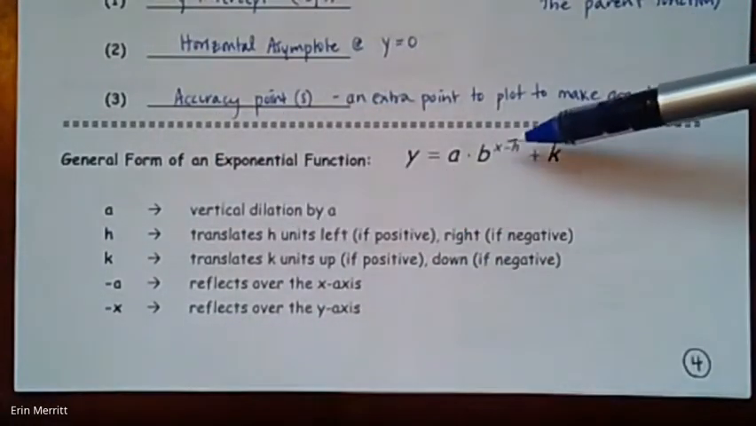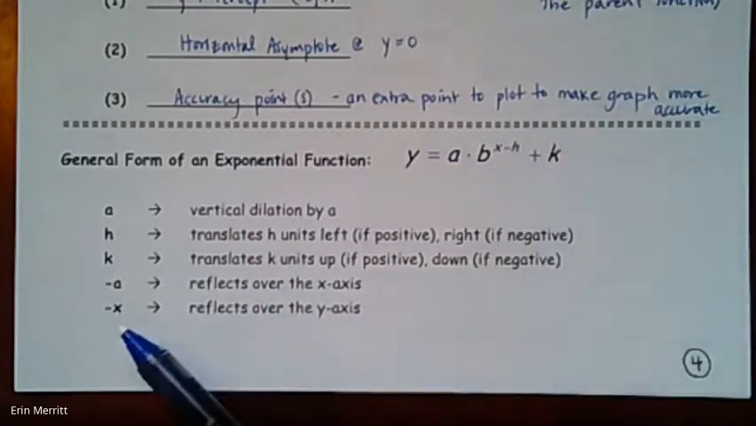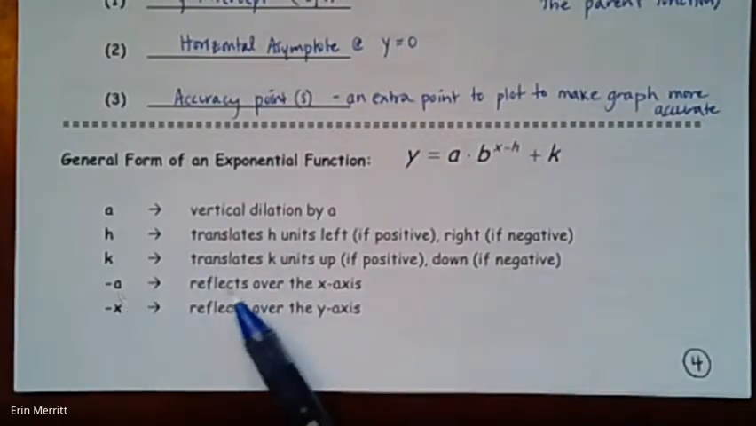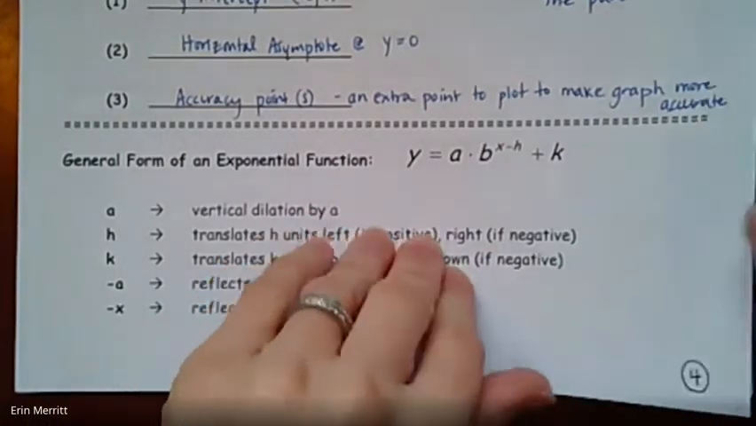If you shift it left or right, you're going to see something added to the x in the exponent. If it shifts up or down, you'll see something added to the end, so the k here. And then there's also the detail of if a is negative, it also is a reflection over the x-axis. If the x itself is negative, it's a reflection over the y-axis. You're more likely to see the negative a than you are the negative x, but it's good to note. So let's put this to good use.